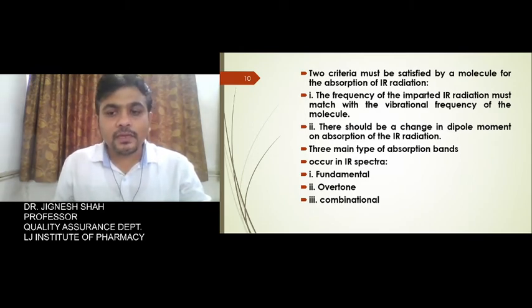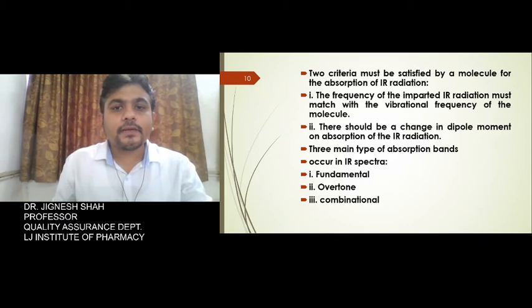Now there are three different main types of absorption bands which occur in an IR spectra. The first one is known as the fundamental absorption band, the second one is known as the overtone absorption band, and the third one is known as the combinational band. So these are the three different types of absorption bands which occur in an IR spectra.